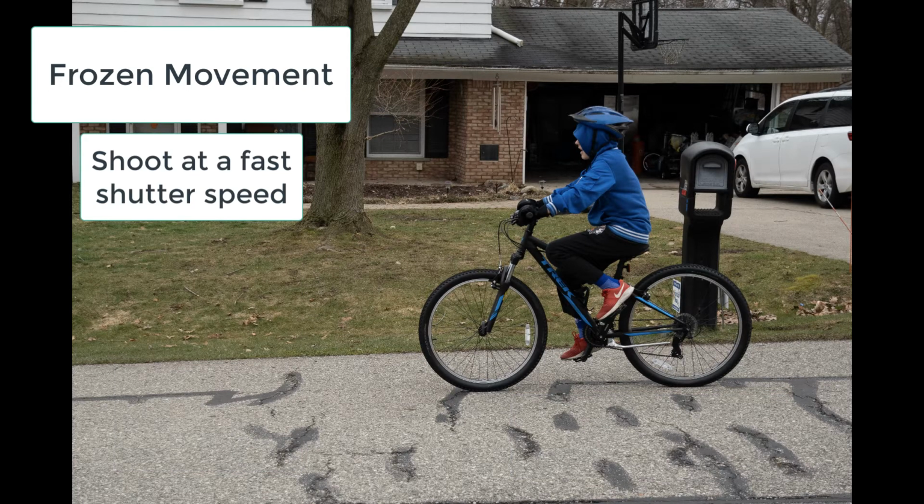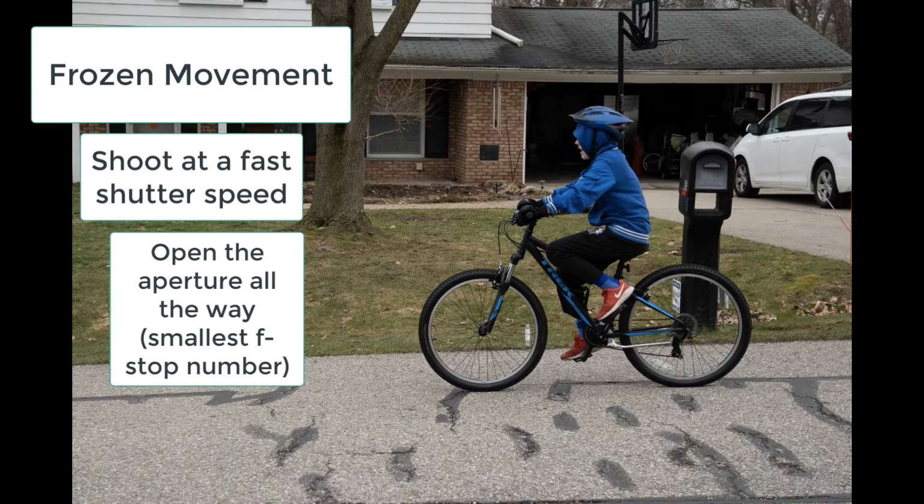So your goal, guys, is to shoot probably at least 1/1000th of a second, but you have to balance the light meter still. You don't want a picture that's way too dark because you're shooting at a fast shutter speed. So you're going to crank open your aperture, balance the light meter by increasing the shutter speed.